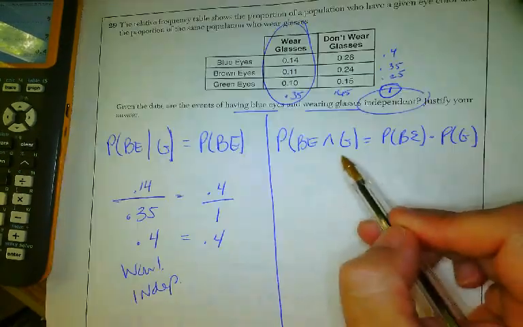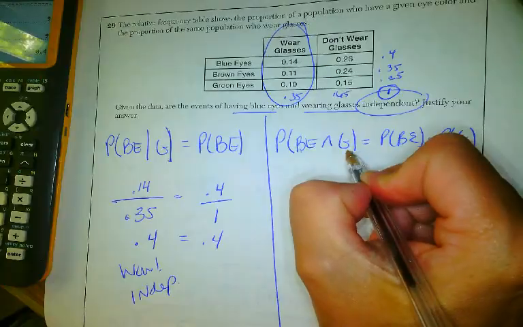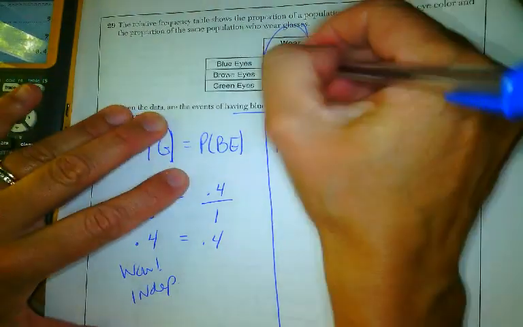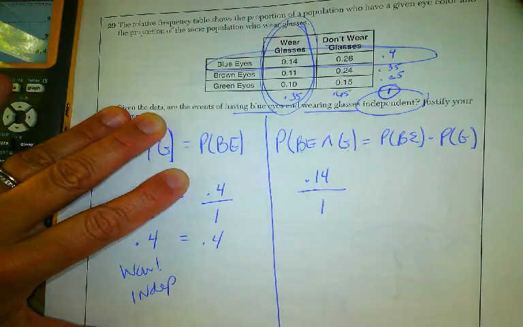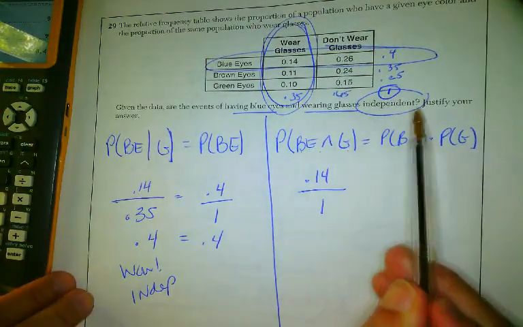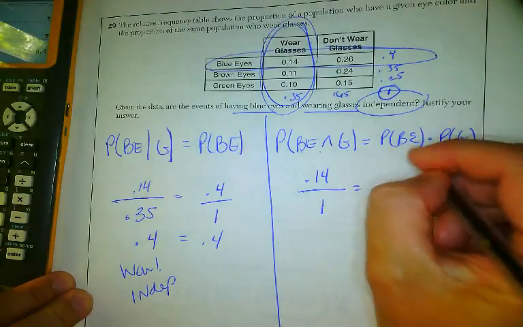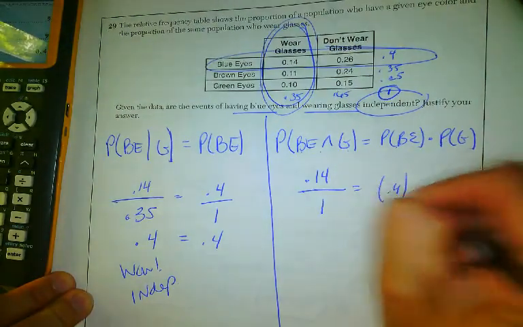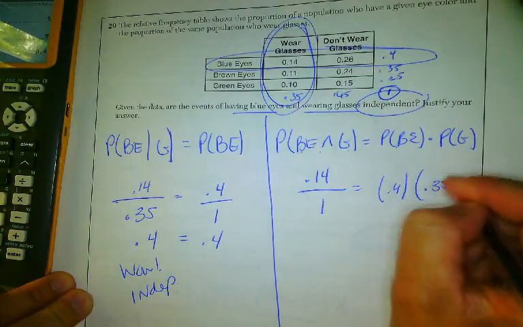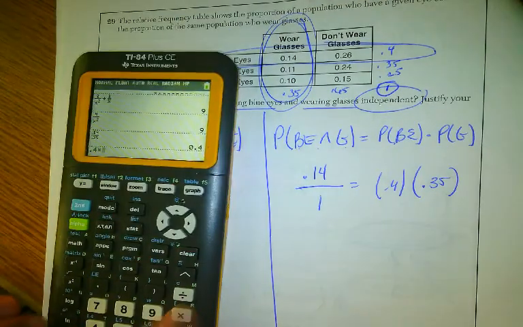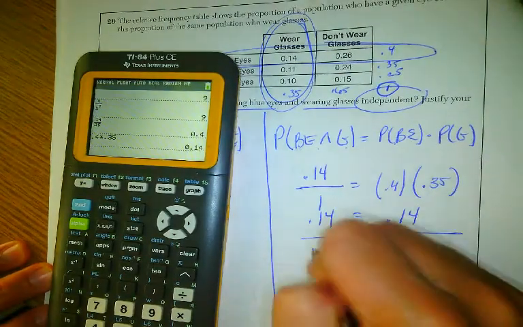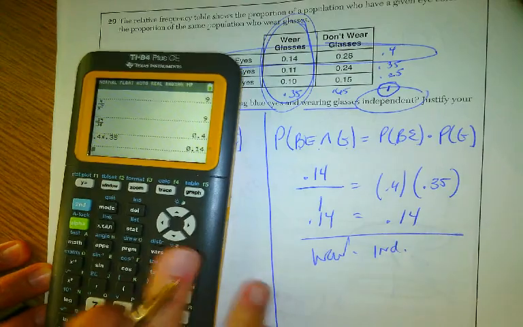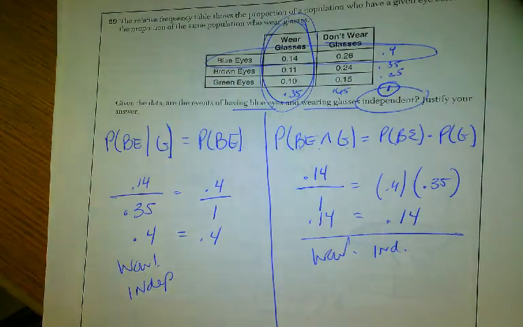Now, it should work the same with this one. I want blue eyes and glasses. So I'm looking for, here's my glasses friends, here's my blue eyes friends. They meet at 0.14 out of the total group. Again, if it's not a given, it's out of the total group. So then I want the probability of blue eyes, which is 0.4, and the probability of glasses, which is 0.35. So I want to know if those are equal. So 0.4 times 0.35 is 0.14, which of course equals 0.14. So again, wow, independent. Works both ways. Okay? Pick the one that works for you, but it works both ways.